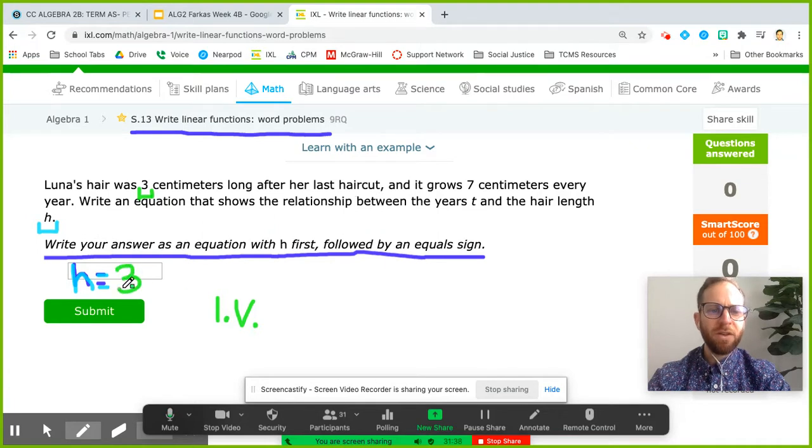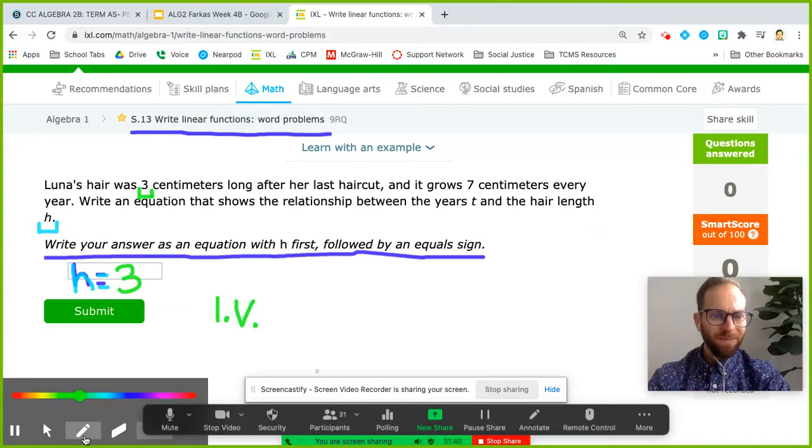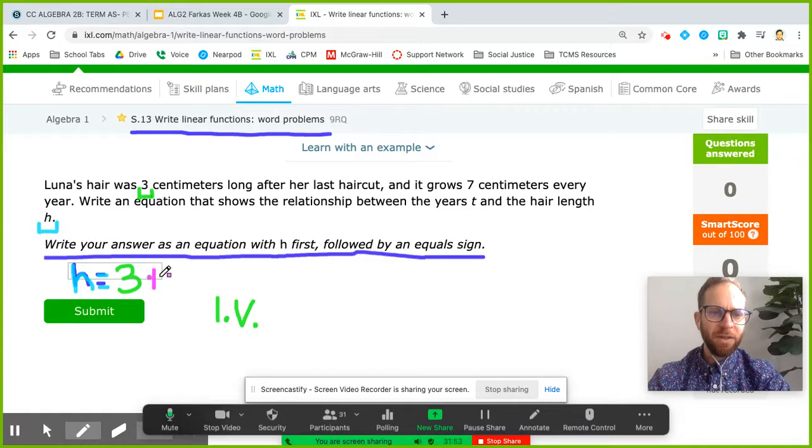And then is her hair going to grow or is her hair going to shrink or get shorter? Grow. Yeah, it's going to grow, right? So it's going to be, let's do this in purple, it's going to be adding because hair grows. Oh, and it tells right here. It grows 7 centimeters every what? Year. Every year, correct. And years is represented by t. So we know 7 is our rate of change.